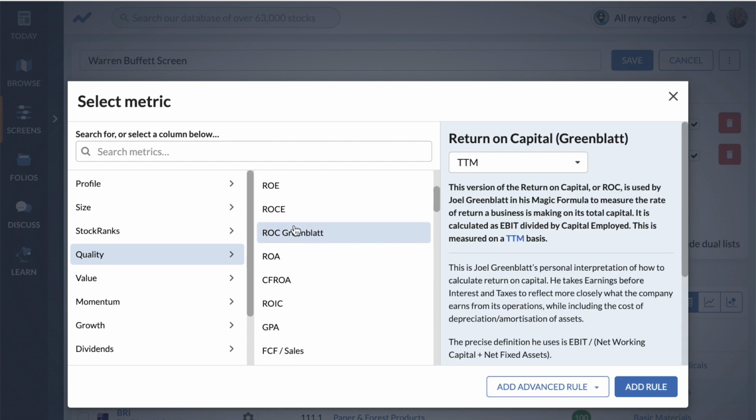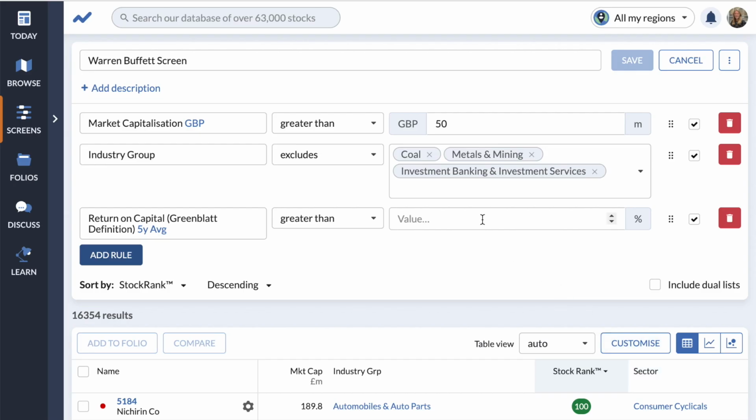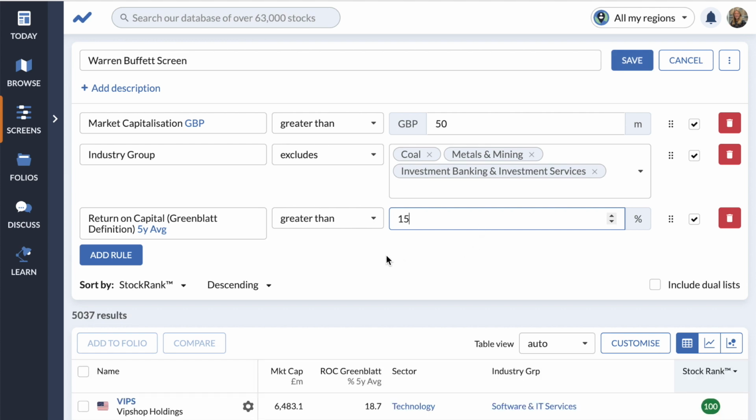But you can choose a different metric for returns, return on capital employed or return on invested capital perhaps, if you're more familiar with them. Regardless, we're looking for high returns over the long term, so we'll specify a 5-year average and limit our companies to a 5-year return on capital of above 15%.